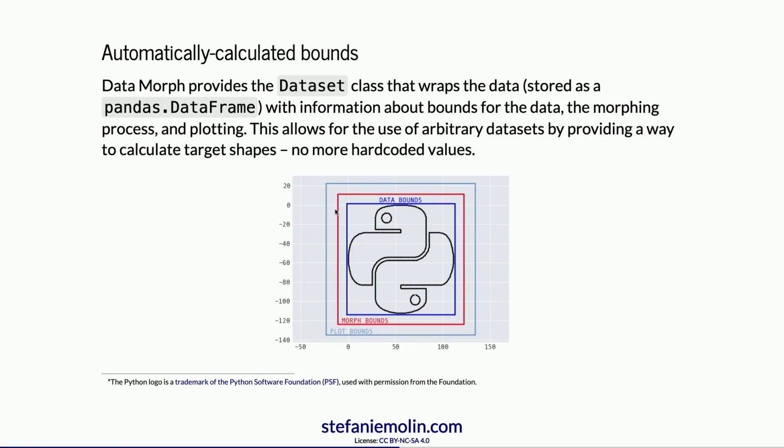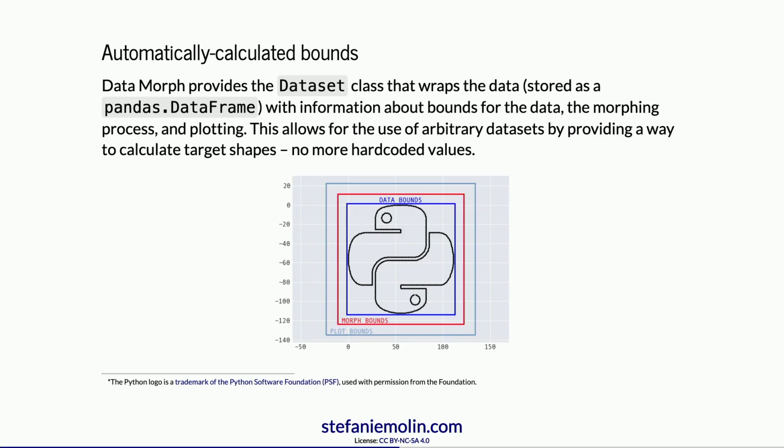The middle one are the morph bounds. So this tells the algorithm how far it's allowed to push the points away from the starting shape. And then the outermost one are the plot bounds, and this tells where the frames should be selected for actually plotting for the animations. And so these bounds can then be used by the shapes, which I'll discuss next, to determine where they should be in two-dimensional space.